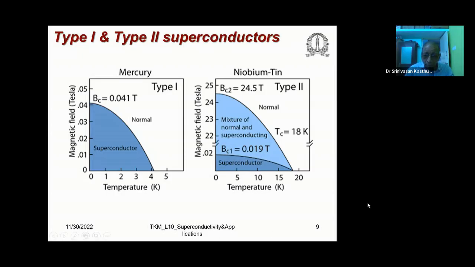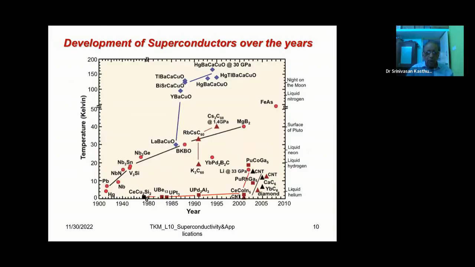So in other words, suppose I have a niobium-10. I operate at a temperature of, let's say, 5 Kelvin. So you can see here, I can have a magnetic field generated almost up to about 24 Tesla. It is possible to do magnetic field generation up to this value. So this is the type 1 and type 2 superconductors behavior. Okay, let's move on to the next one.